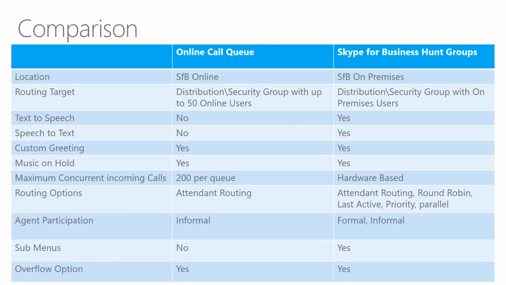Routing options for online at this point, we only support attendant routing, and we'll talk a little bit about what that is later on. The hunt groups for on-prem not only support attendant routing, but also round robin, last active, priority routing, and parallel. The agent participation for online is always formal. This means that when you're a part of a call queue, you're always a part of a call queue. You can't opt in or opt out, which is something you can do with the on-prem hunt groups.